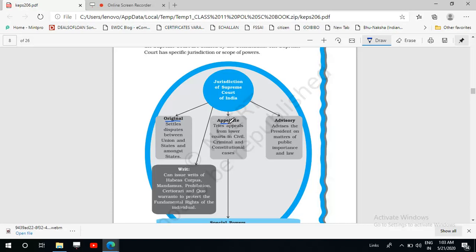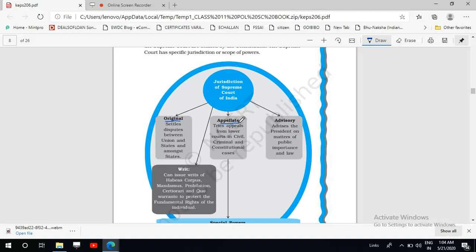Then there is appellate jurisdiction. Appellate jurisdiction is, whatever judgment is being given by the lower courts, like the district courts, the subordinate courts, whatever decisions are given by these courts, there can be appeal against the decisions of these courts in the High Court. Then whatever decision is being given by the High Court, that decision of the High Court can be heard in the Supreme Court. There can be appeal in the Supreme Court.